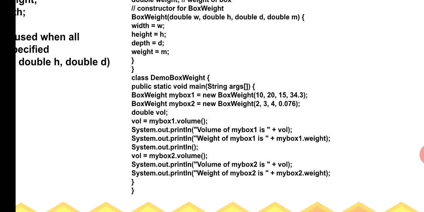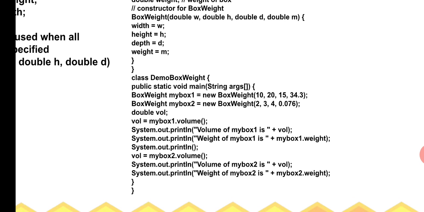At the top you can see the assignment, isn't it? Width, height, depth and weight, the same value will sit there. Now using myBox2 or the second object, what are the values you are passing? You are passing 2, 3, 4, 0.076. So the same thing. For myBox2, a separate set of variables will be there: height, width, depth and weight.